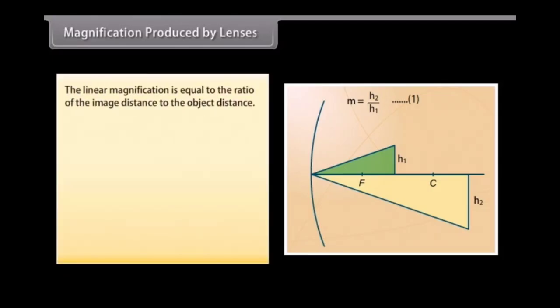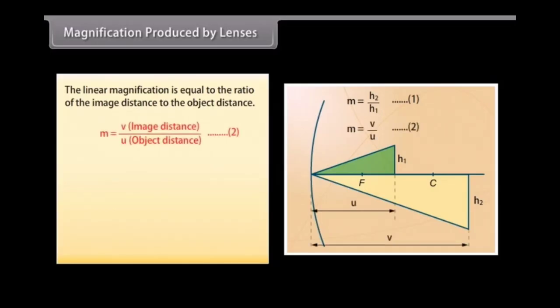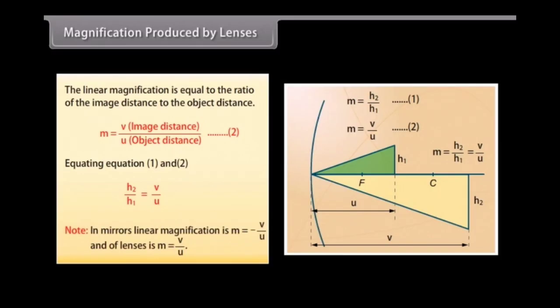The linear magnification is equal to the ratio of the image distance to the object distance. M is equal to v, the image distance, upon u, the object distance, which is equation 2. Equating equation 1 and 2, h2 upon h1 is equal to v upon u. Note, in mirrors, linear magnification is m is equal to minus v upon u, and for lenses m is equal to v upon u.